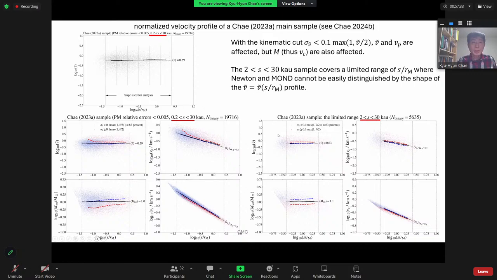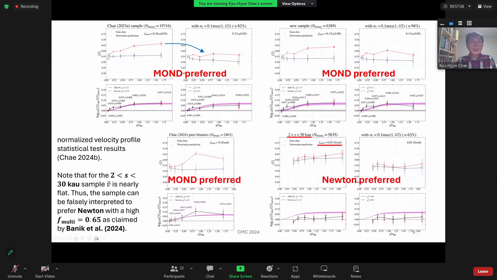Now, the result. In this case, I calculated the Newtonian prediction, that those are flat, those are blue. So without the kinematic cut, the data is rising as Indranil showed, and the Newtonian prediction is flat. So there is a clear MOND signal. Now Indranil suggests we must apply this kinematic cut, then the data becomes flat, red. But because this sample is biased, the mass decreases. That's why the Newtonian prediction also changes. So you see, there is some change, but the conclusion is not changed. You know, MOND is still preferred.